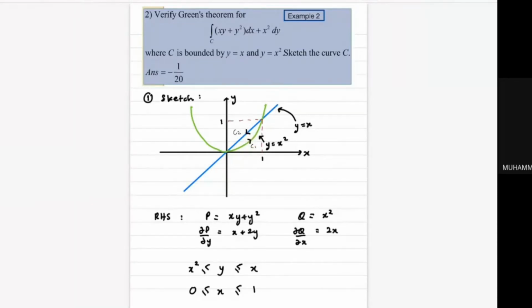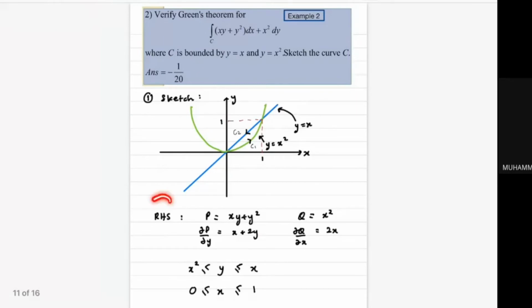Let's identify what is your P. This is your P and this is your Q. P is equal to xy plus y squared and Q is equal to x squared. Now let's find your del P del y and del Q del x. Del P del y is equal to x plus 2y. Differentiate Q with respect to x, you get 2x.